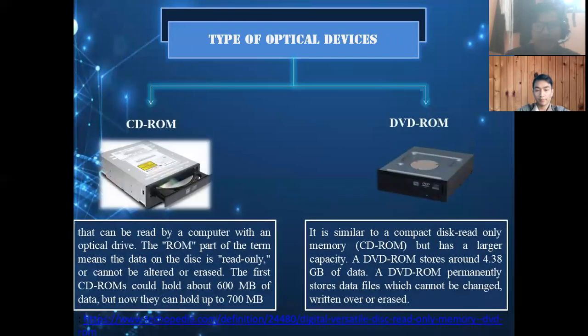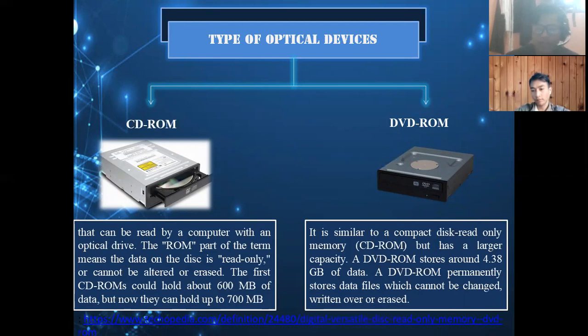The next material is a type of optical devices. The first type is the CD-ROM, which can be read by a computer with an optical drive. The ROM part of the term means the data on the disk is read only, or cannot be altered or erased. The first CD-ROMs could hold about 600 MB of data, but now they can hold up to 700 MB.